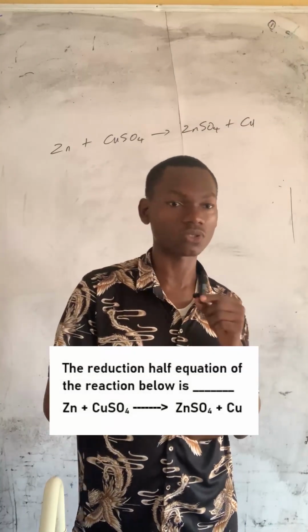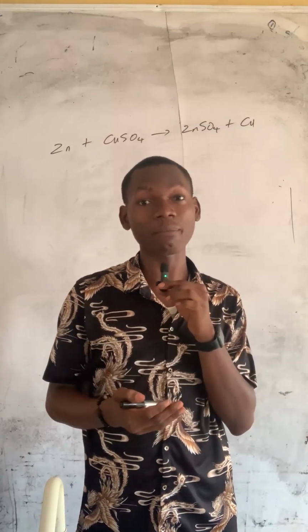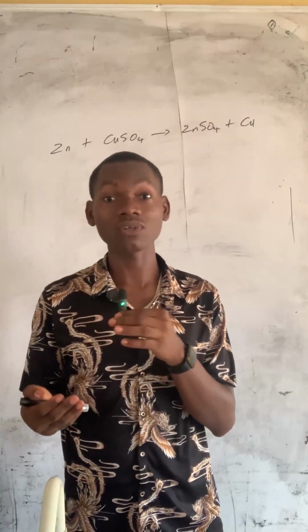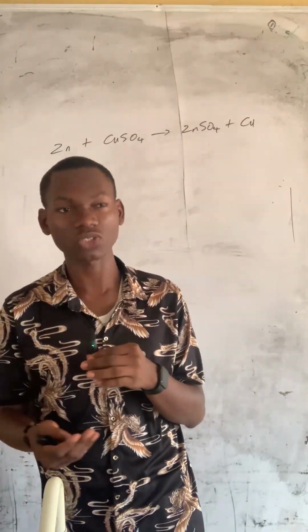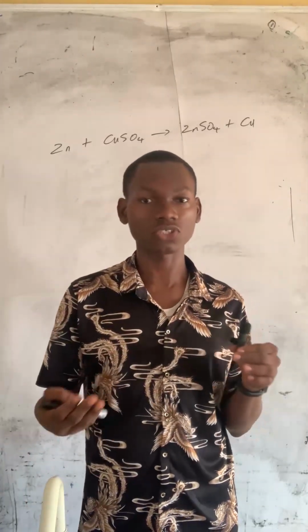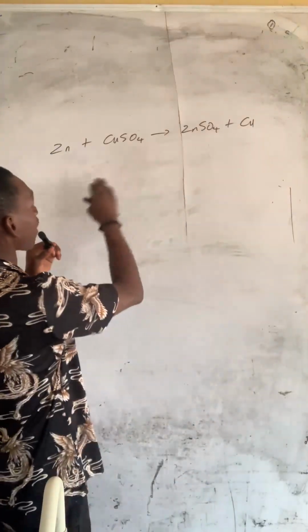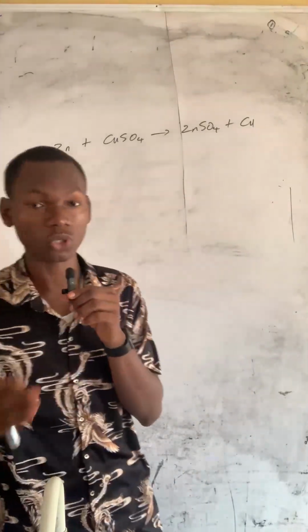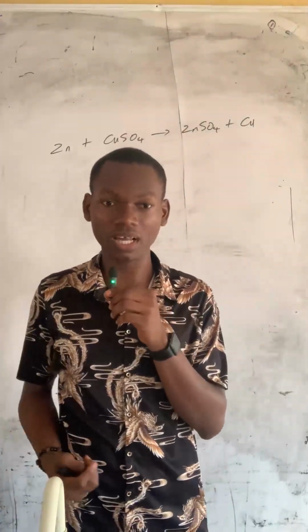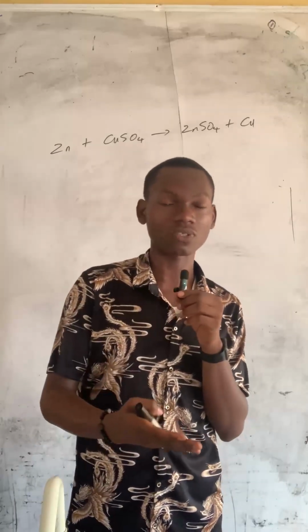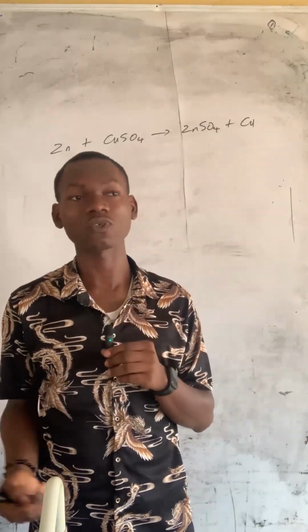When you hear reduction, you should also be talking about oxidation. So it is called redox, reduction and oxidation. Now, what do reduction and oxidation mean, before we start looking at the half reduction equation of that particular reaction? What do we mean by reduction? And also, what do we mean by oxidation?